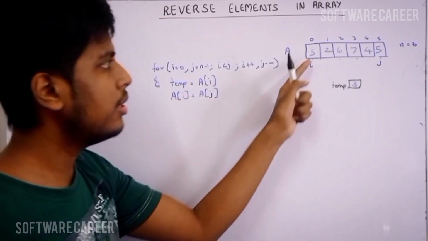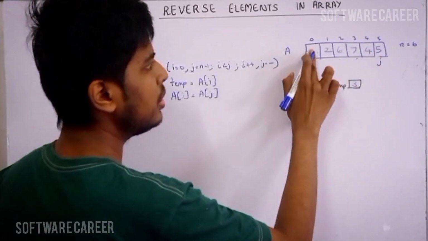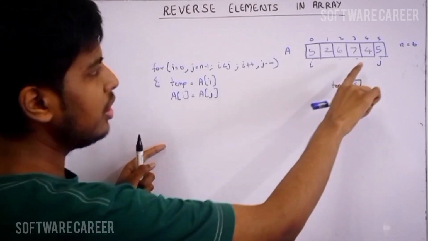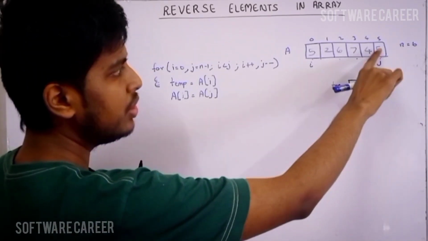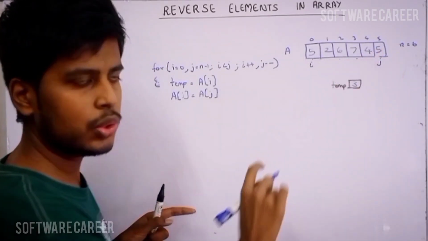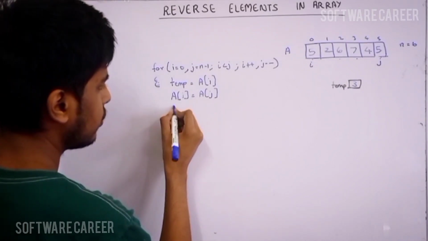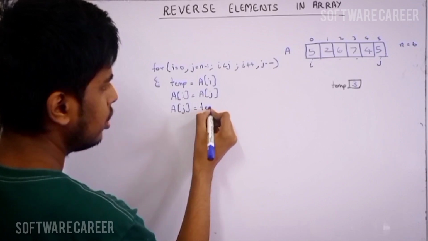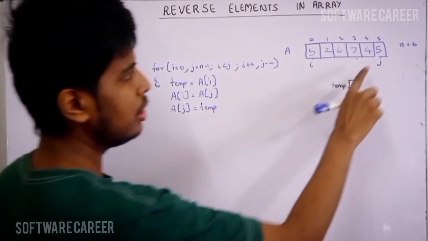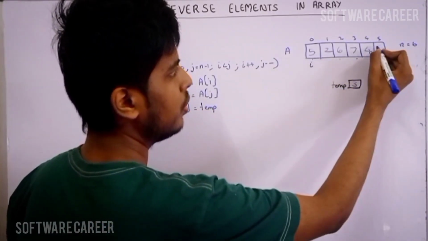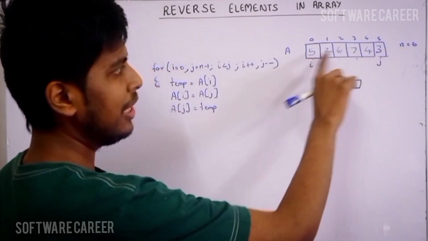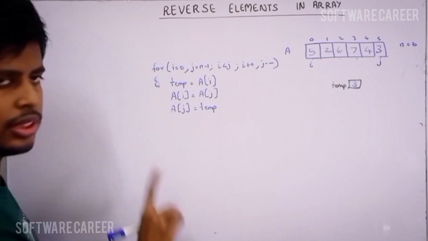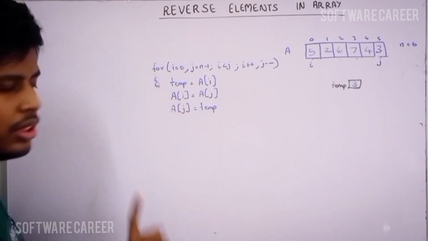Now see. At this place 5 got stored, so this means 5 will be here. Now after this, at this j place, A of j, this temp value will get stored. So I am writing A of j equals temp. Now at this place 3 got stored, this temp value. Now see, 5 and 3 got swapped. That is the code for swapping.